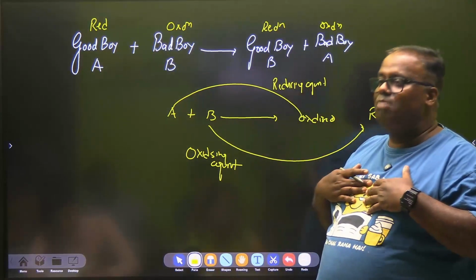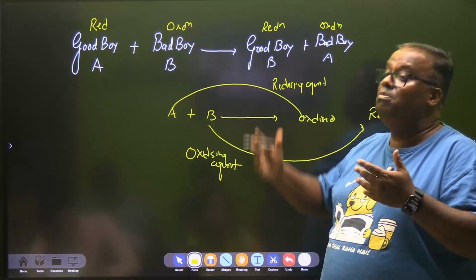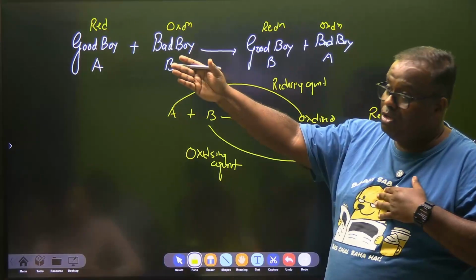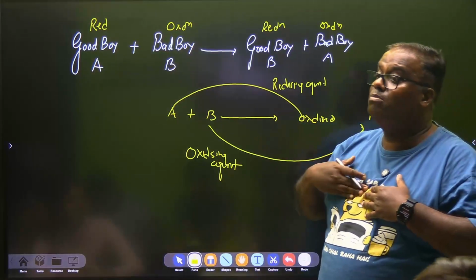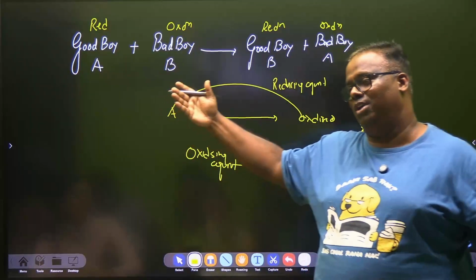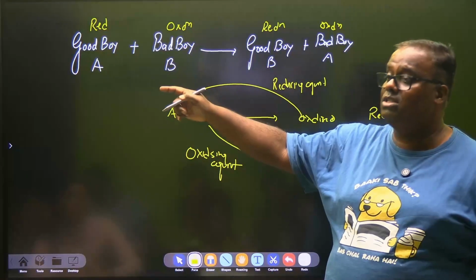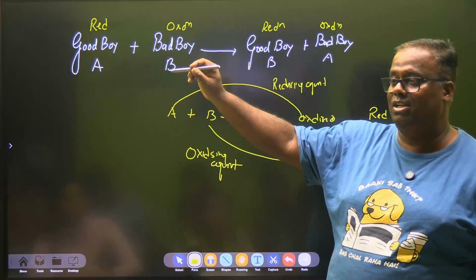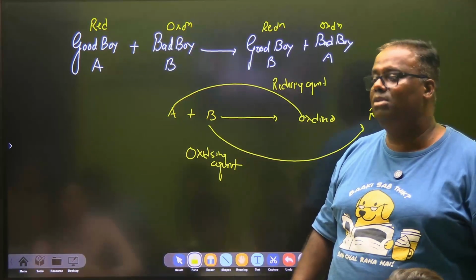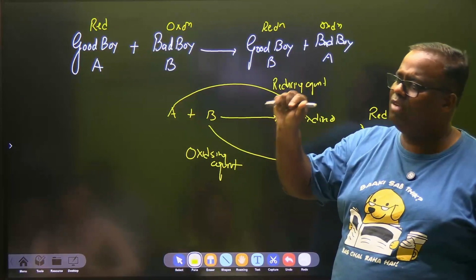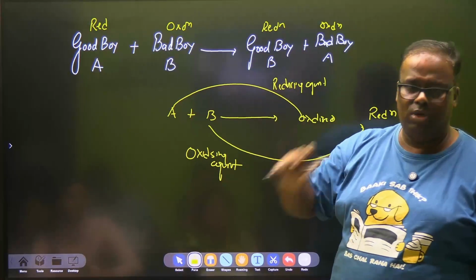If I became a bad boy, somebody must have become a good boy. I was the person responsible to make him good boy. So I am the good boy creator. In that process, I became a bad boy. And he made me a bad boy. So he's the bad boy creator. But in the process, he has become good boy. It is not that difficult. Just first identify oxidation and reduction and swap the roles.